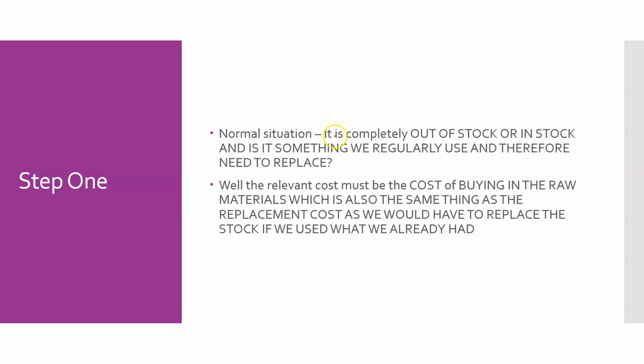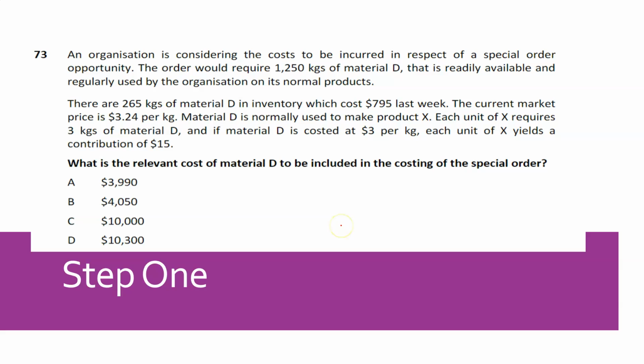So normal situation, like I said, completely out of stock, and it's something we regularly use, and therefore we need to replace. Well, the relevant cost must be the cost of buying in the raw materials, which is also the same thing as replacement cost. So let's look at this example. This is good because when we're doing the exam kit, I can reference it and say, oh, we've done this in the lecture, so we don't have to repeat it. We probably have to actually repeat it in the exam kit questions.